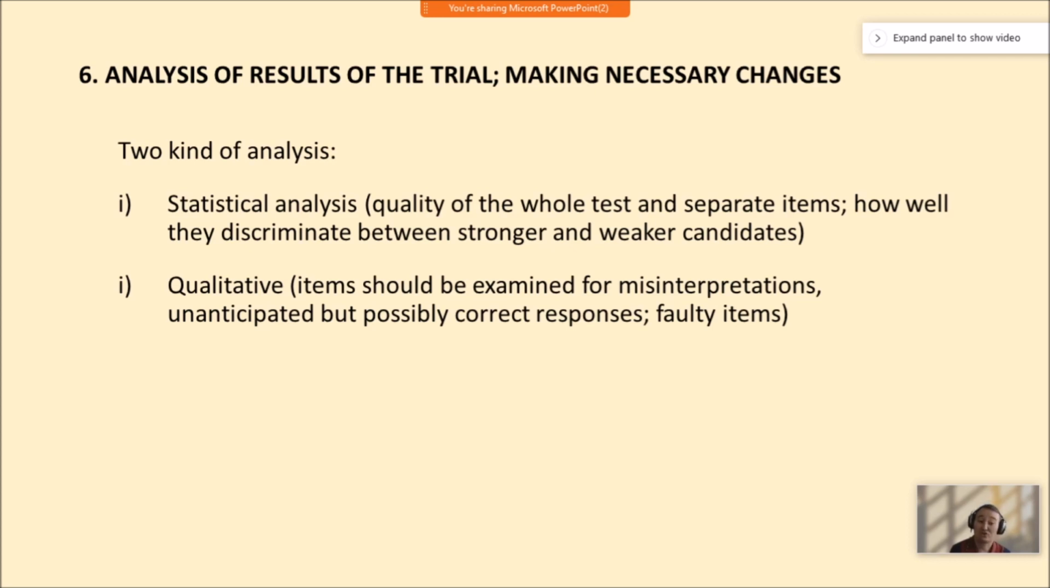Maybe you should change this distractor. Maybe it sounds very similar, or it might be an alternative correct answer. This is why you should replace this distractor with a weaker one. So there are two ways of analysis: statistical or qualitative. Items must be examined for misinterpretations.